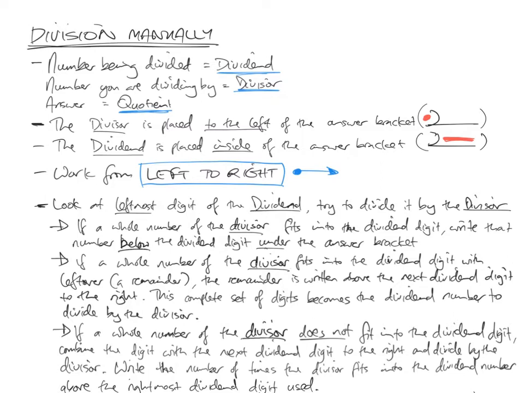and the divisor is what I'm dividing the dividend by. So the divisor is placed to the left of the answer bracket. So you write your answer bracket like this. In school, previously, you might have drawn the curved line there and the straight line above, but I'm going to ask you to do it below. And you're going to put the divisor, the number you're dividing by, to the left of that. The dividend is placed inside the answer bracket, so on the right of the answer bracket there.